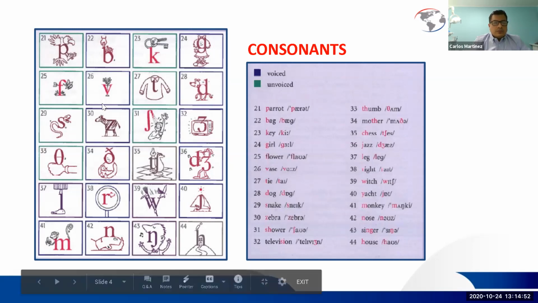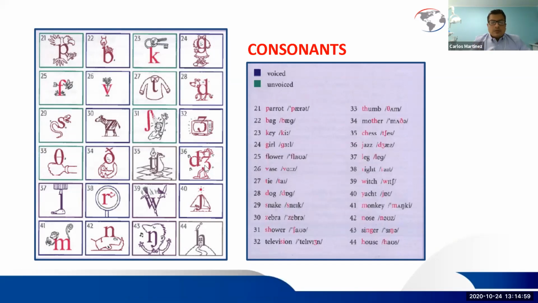These are the 24 consonant phonetic symbols that you can find in the dictionary. And these symbols represent a phoneme or a sound, okay? The sound that these letters or combinations of letters make. So let's continue.